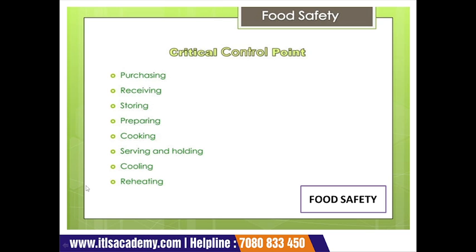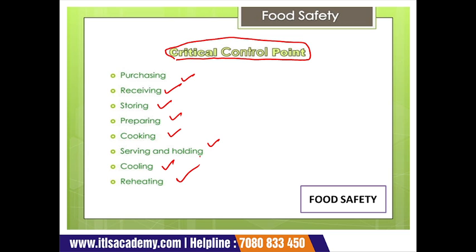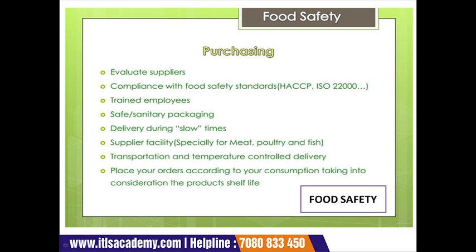Now, critical control points. This is a part of HACCP that we will discuss later, but here we are going to discuss the critical control points. So we have to maintain these critical control points during purchasing, receiving, storage, preparing, cooking, serving and holding, cooling and reheating. So first of all, we are going to discuss purchasing.